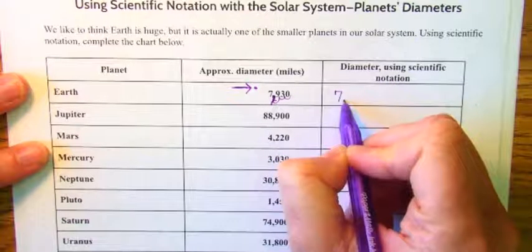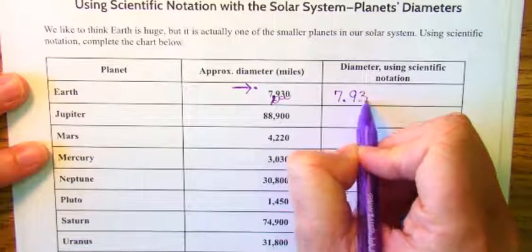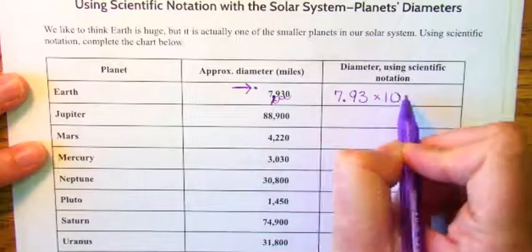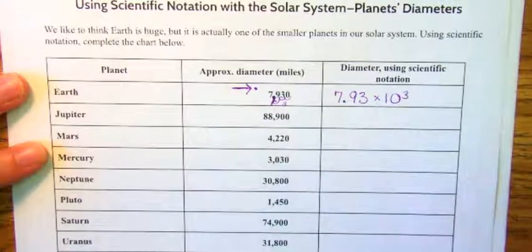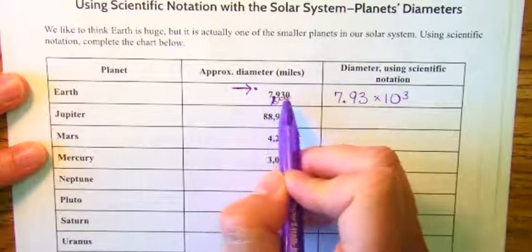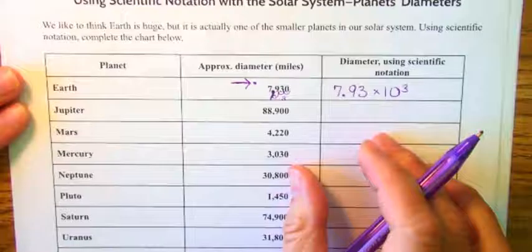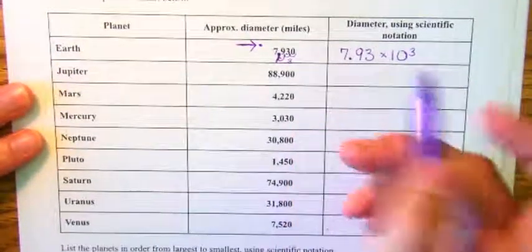So when I write this in scientific notation, it would be 7.93 times 10 to the third. And it's the third because I moved it 3 times. And it's a positive 3 because this was a whole number. So we would continue doing this for each planet.